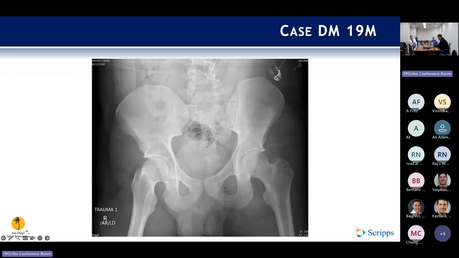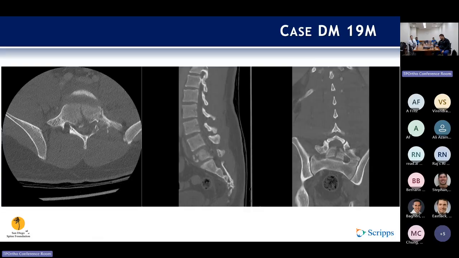This was the initial AP radiograph in the trauma room for his pelvis, which demonstrated a minimally displaced comminuted right ischial fracture and some disruption up here near the sacrolumbar junction. That's kind of hard to tell with his sacralization of the L5 vertebrae. So a CT was performed, and we found that he had an L5 burst fracture with significant stenosis of the spinal canal and left-sided L1 to L4 transverse process fractures.